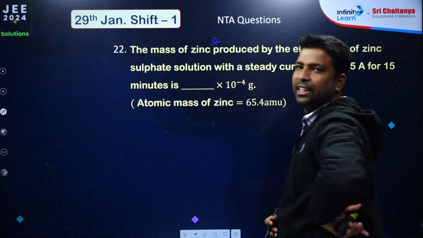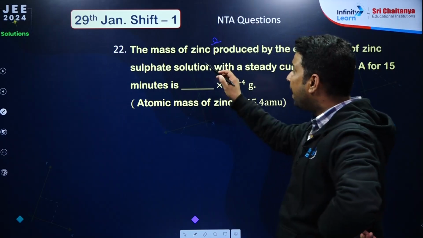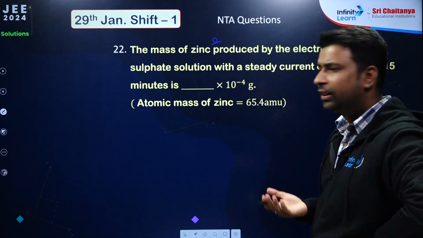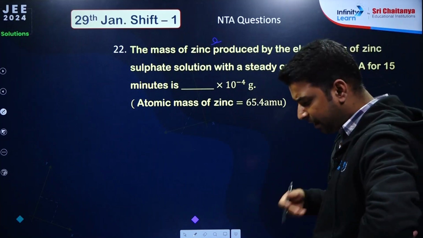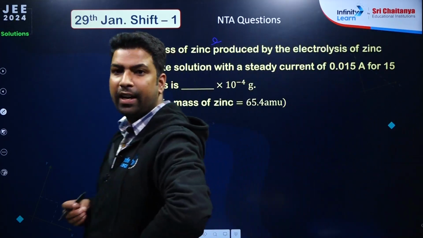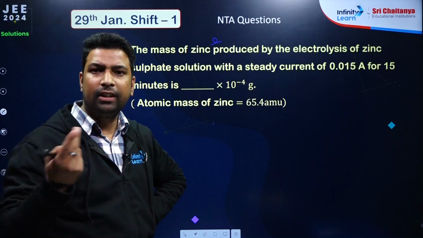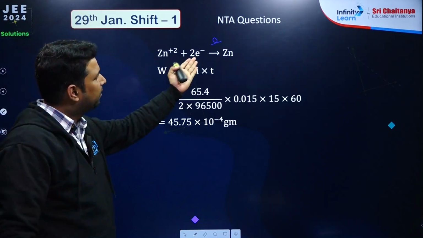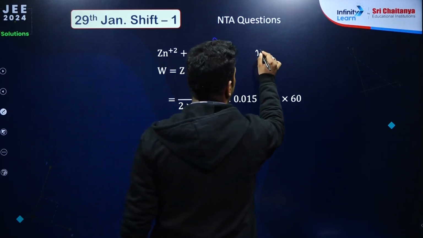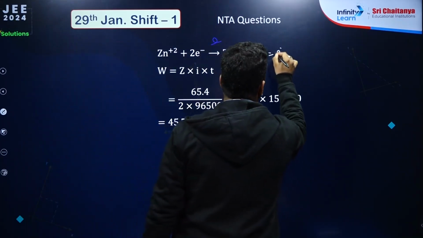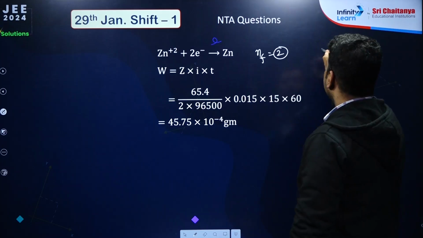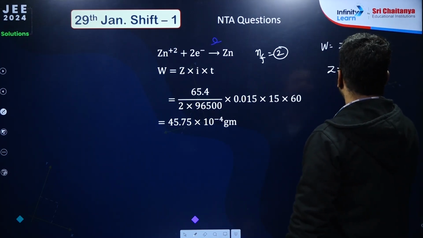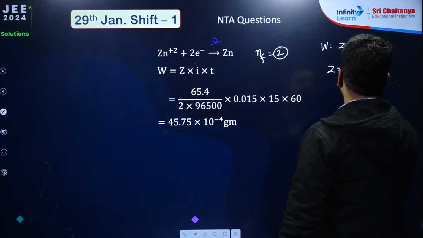Now the question is taken from physical chemistry. The mass of zinc produced by electrolysis of zinc sulfate, just based on the first law. Faraday's law. This question is based on Faraday's law, and it has two laws, first law and second law. So based on the first law, what will be the answer? Zn2+ will convert into Zn. So what will be the n factor? The n factor will be 2. Now we know that W equals ZIt and Z equals the equivalent weight of the metal divided by 96500.